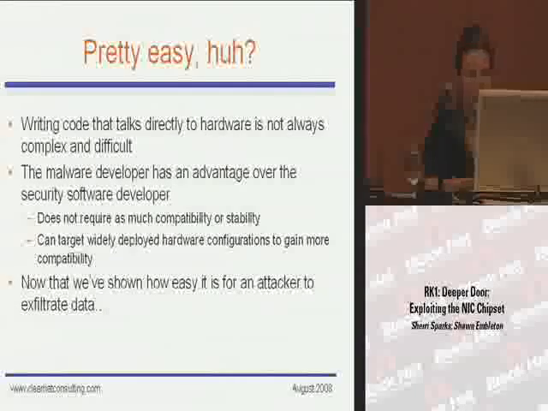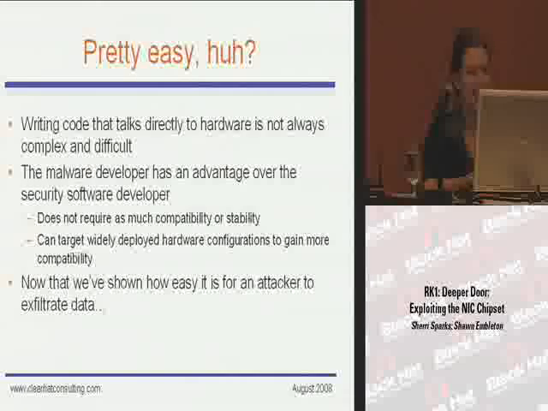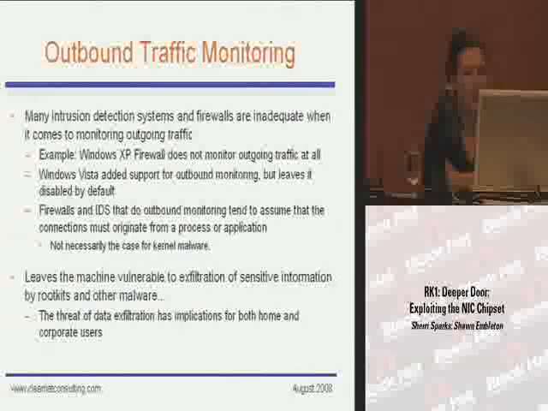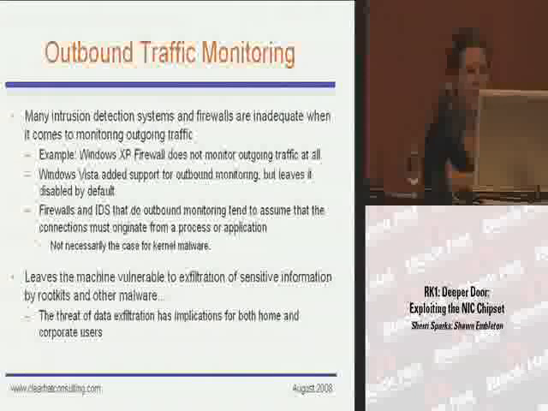So now that we've shown how easy it is to exfiltrate data, let's talk a little bit more about this problem. Many intrusion detection systems and firewalls tend to be inadequate when it comes to monitoring outgoing traffic. For example, the Windows XP firewall doesn't monitor outgoing traffic at all. Windows Vista added support for outbound monitoring but leaves it disabled by default. A lot of third-party firewalls and IDS systems have tried to add outbound monitoring support, but a lot of them tend to assume that connections have to originate from a process or an application. And this is clearly not the case for kernel malware, and definitely not the case for something like DeeperDoor.